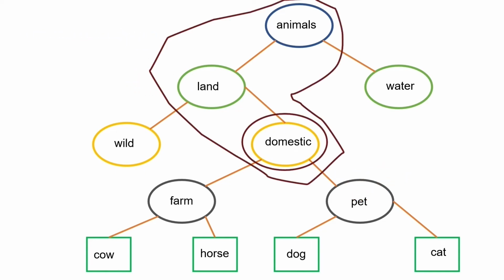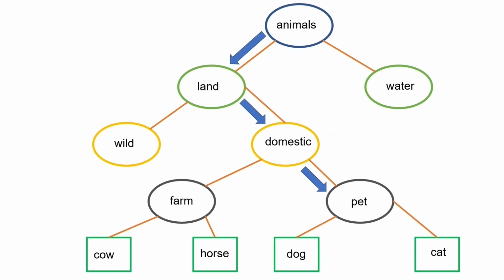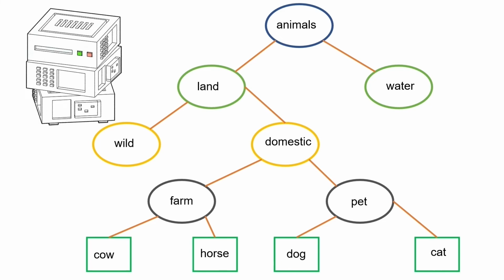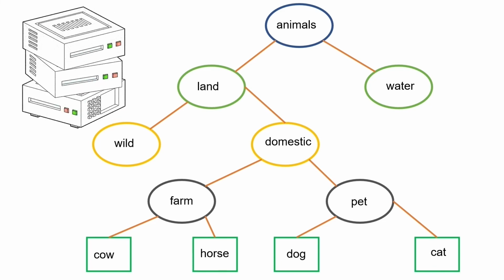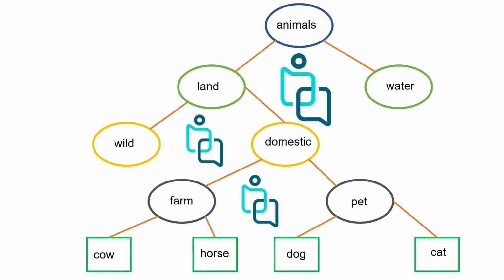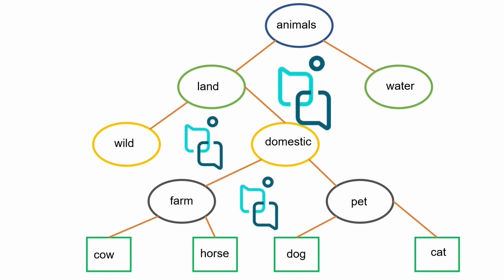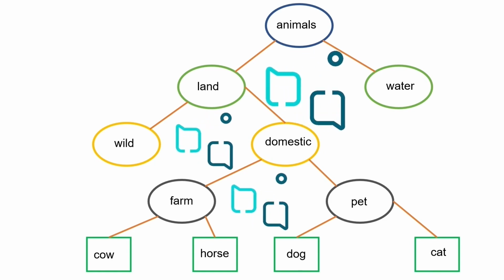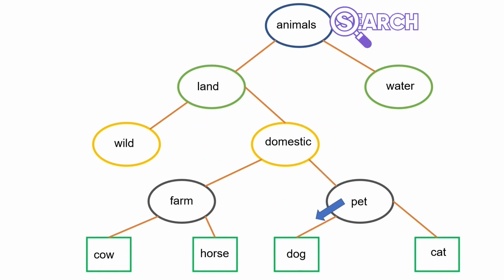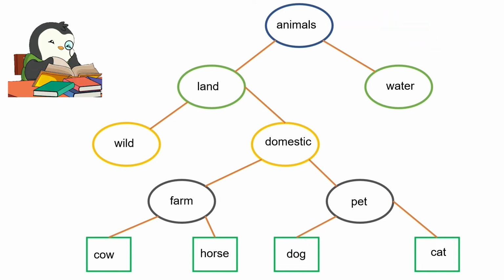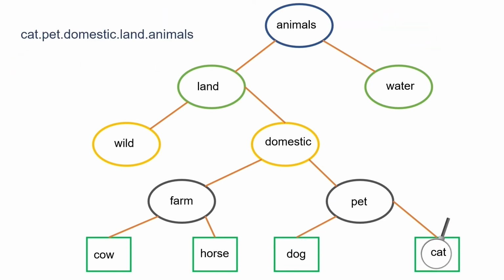All upper servers, domestic, land, and animals, will only save a reference to the pet server in the hierarchy. Each server stores only a portion of the database. It stores information only about its child server. Since each server stores information about its child server, a requested name can be easily found if the search starts from the top-level server. Let's understand it through this example. Suppose you want to search for the record associated with the name cat.pet.domestic.land.animals. For this, start searching from the top-level server.